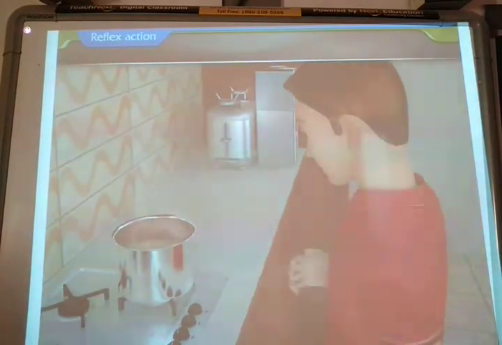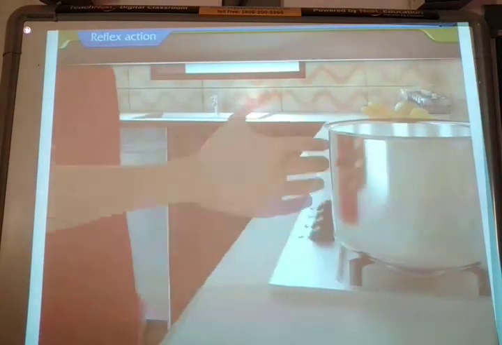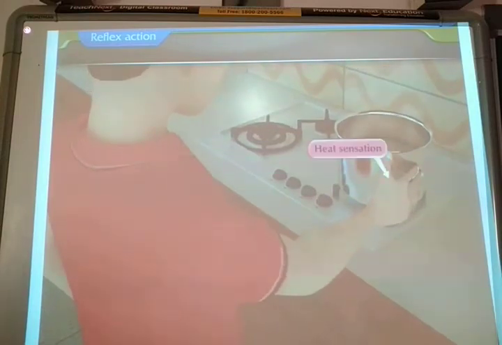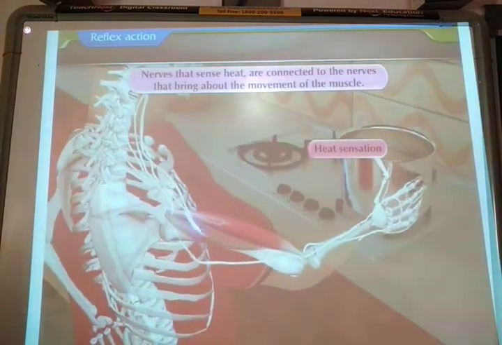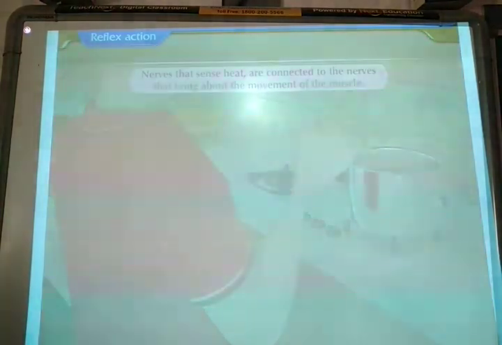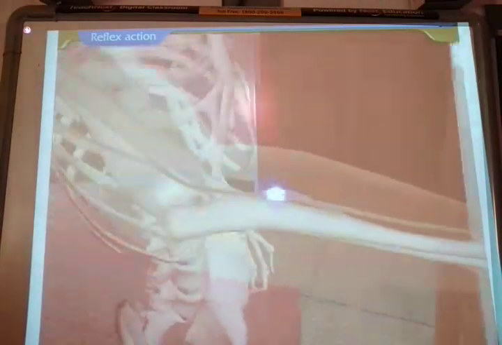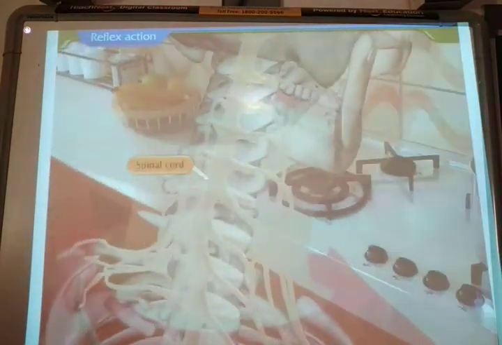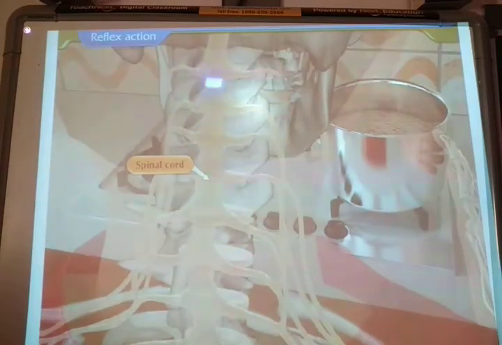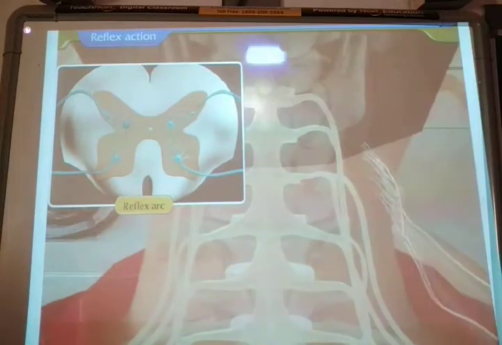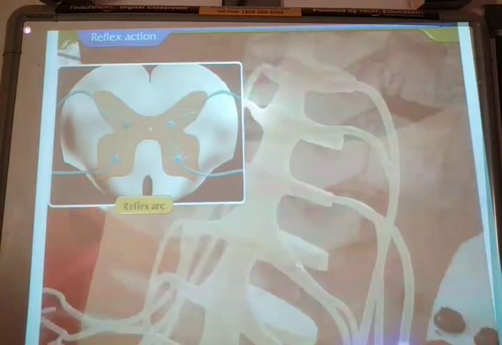There is a rapid response to the stimulus of heat. Let us see how this happens. Instead of detecting and processing the heat sensation, the nerves that sense heat are connected to the nerves that bring about the movement of the muscle. The nerves from all over the body meet in a bundle, commonly called the spinal cord, from where the impulses are sent to the brain. Hence, reflex arcs are formed in the spinal cord, although the messages reach the brain.